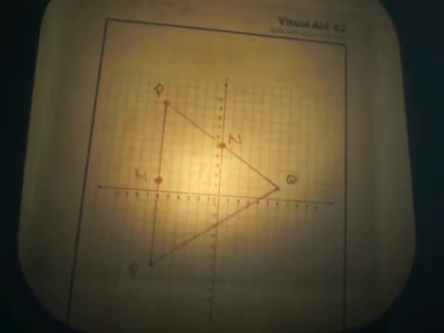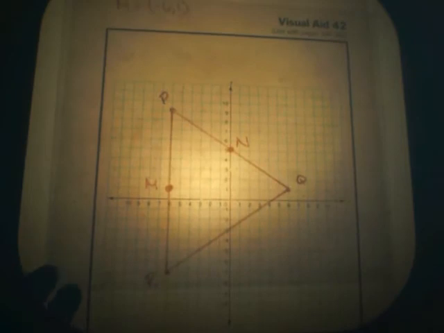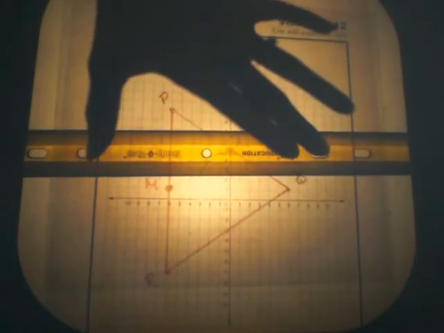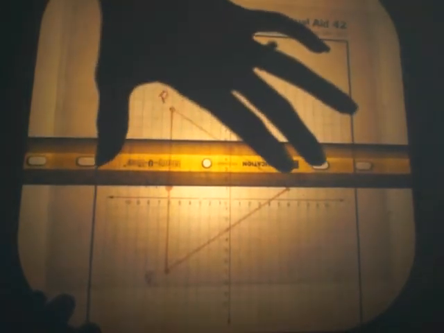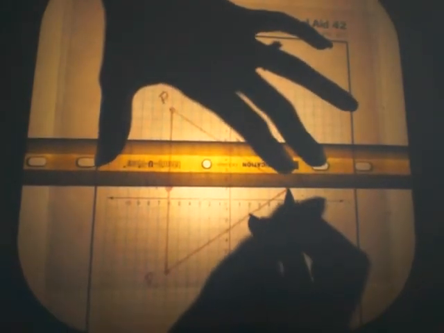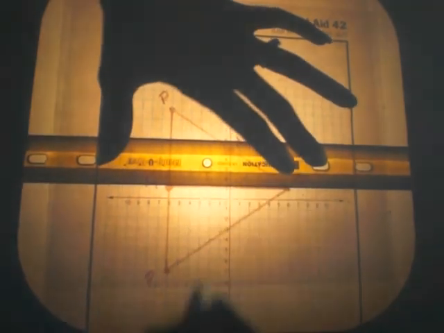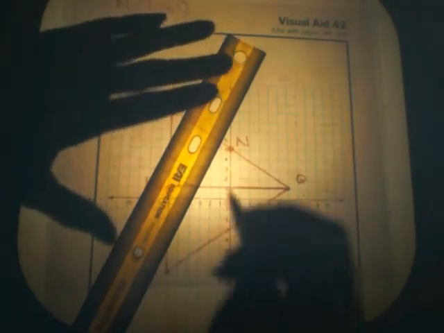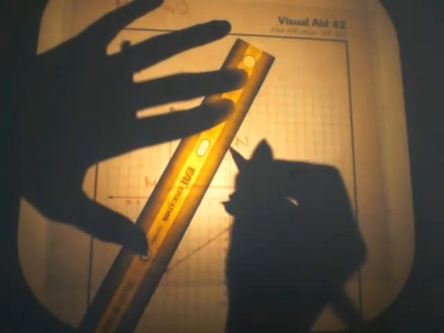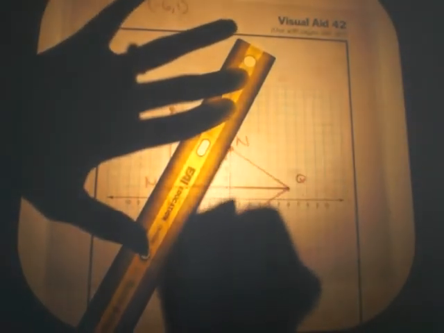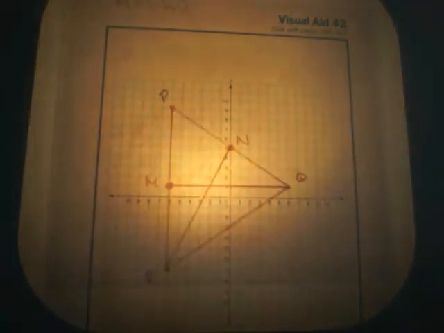And remember, a centroid is where the medians cross. I want to go from the midpoint to the opposite vertex. So for PR, I want to connect it to Q. So there's my first median, and then I want to connect NR to get my second median.